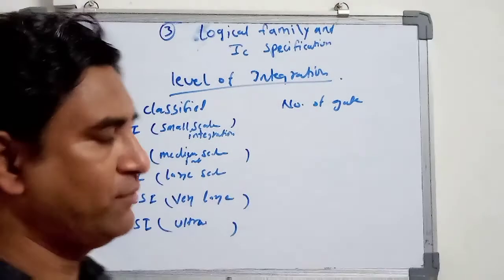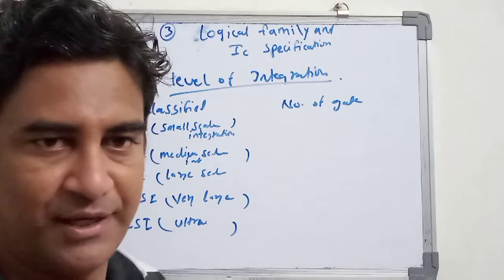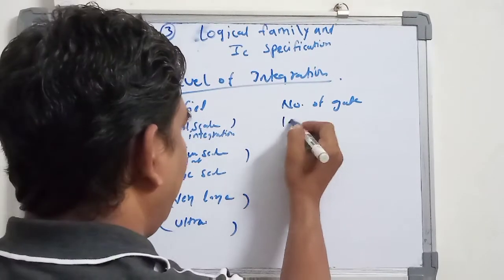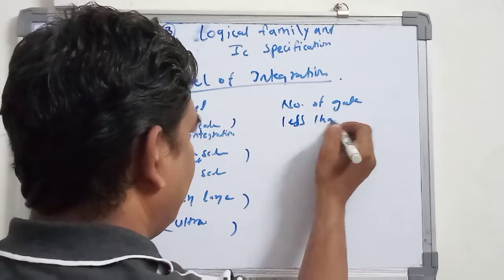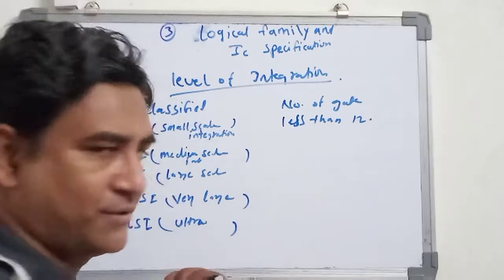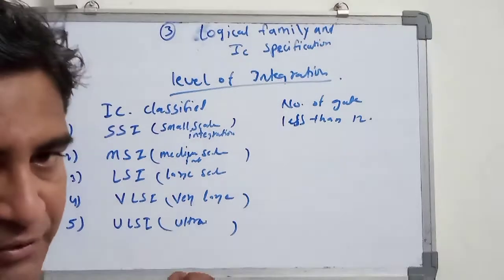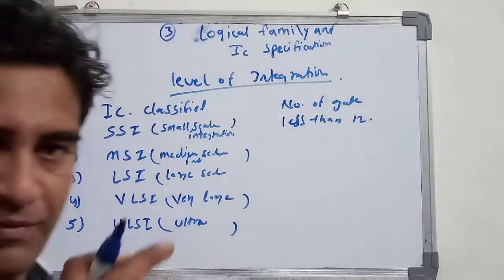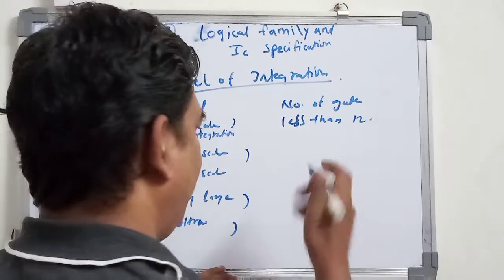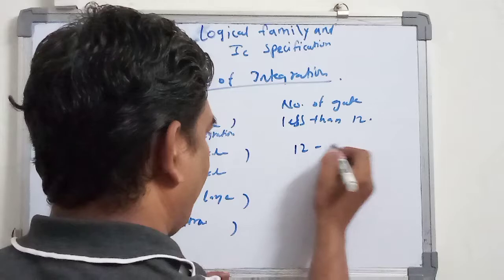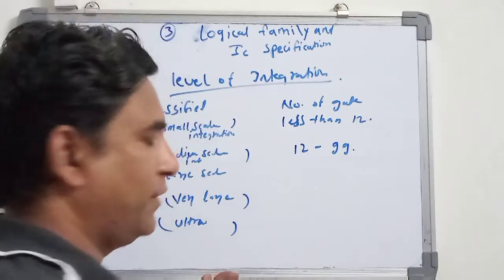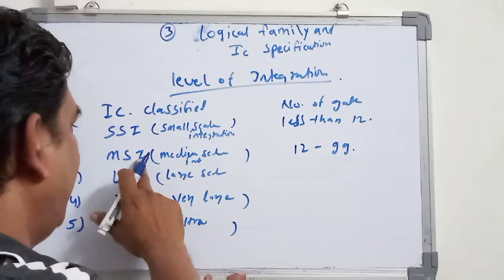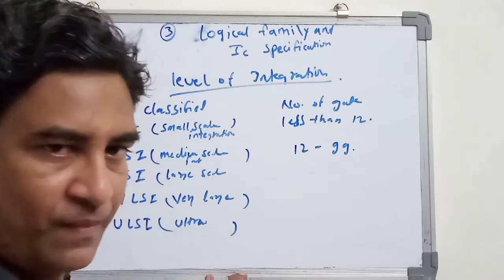Now in this particular format, how the gates has been assigned? Okay, for the SSI, it requires less than 12 number of gates. Okay, the less than 12 number of gates is required for the SSI. Then MSI, that is a medium scale integration.